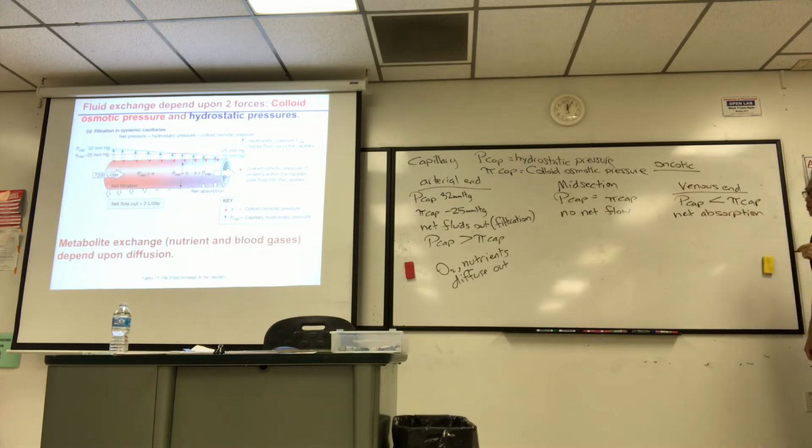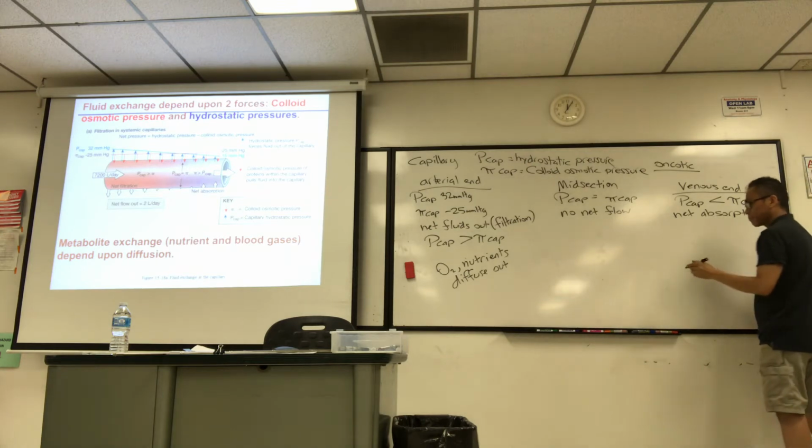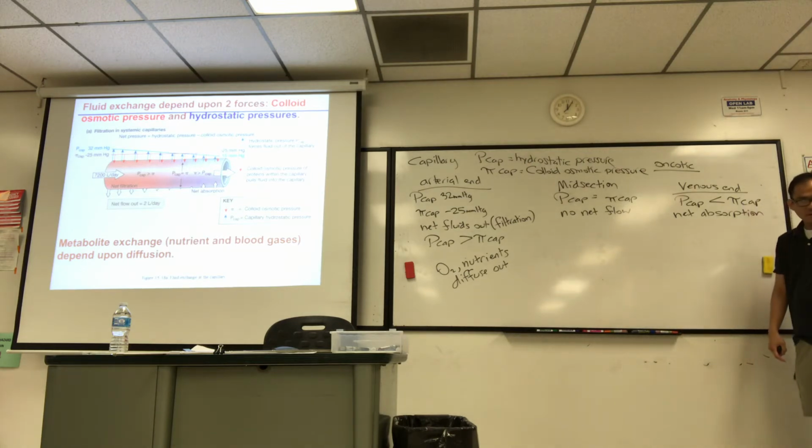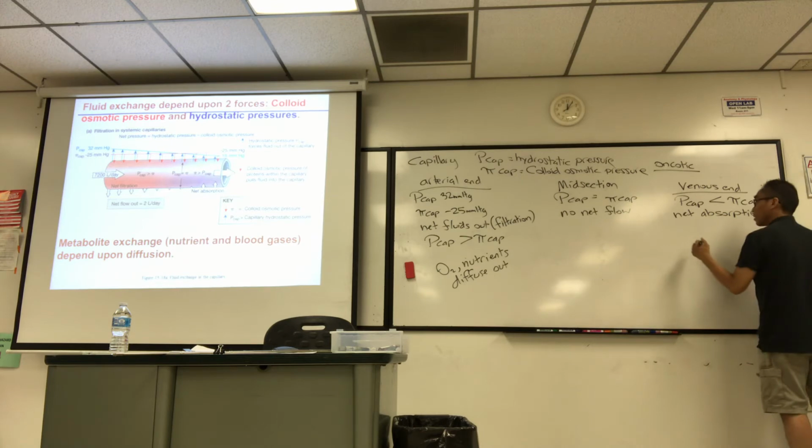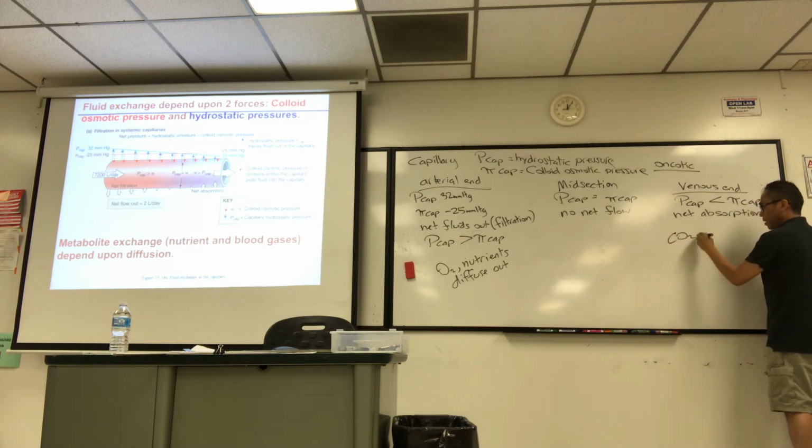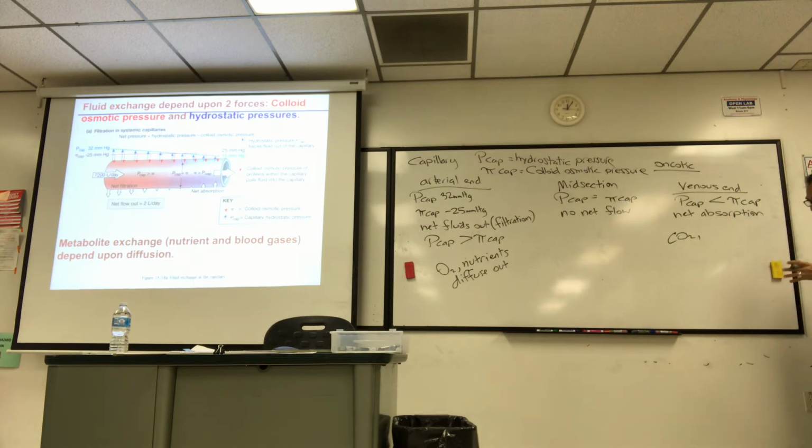This is also where CO2 and other metabolic waste products enter the venous blood, so the body can process it. Like your filter organs, the spleen, the liver. So CO2 is considered a metabolic waste product. Other metabolic waste products are like nitrogenous waste products.